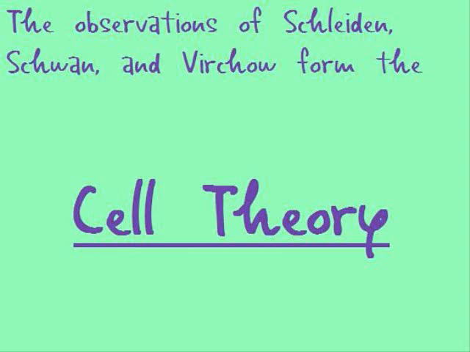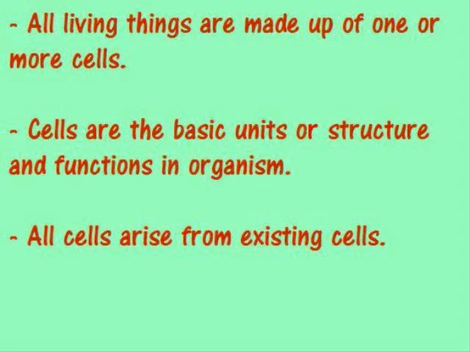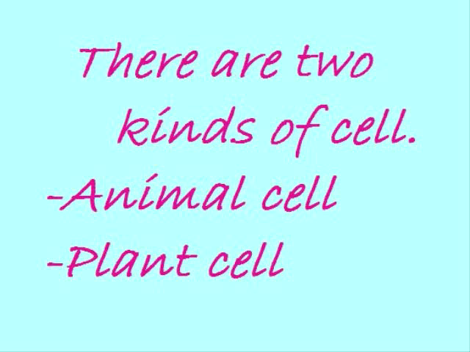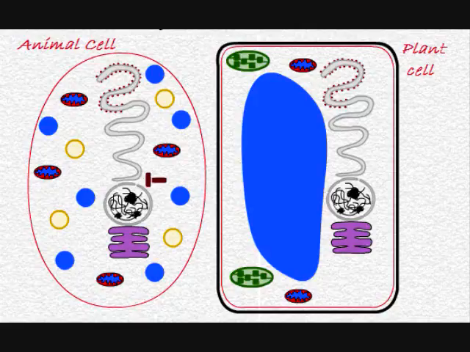The observations of Schleiden, Schwann, and Virchow formed the cell theory. All living things are made up of one or more cells. Cells are the basic units of structure and function in organisms. All cells arise from existing cells. There are two kinds of cells: animal cell and plant cell.